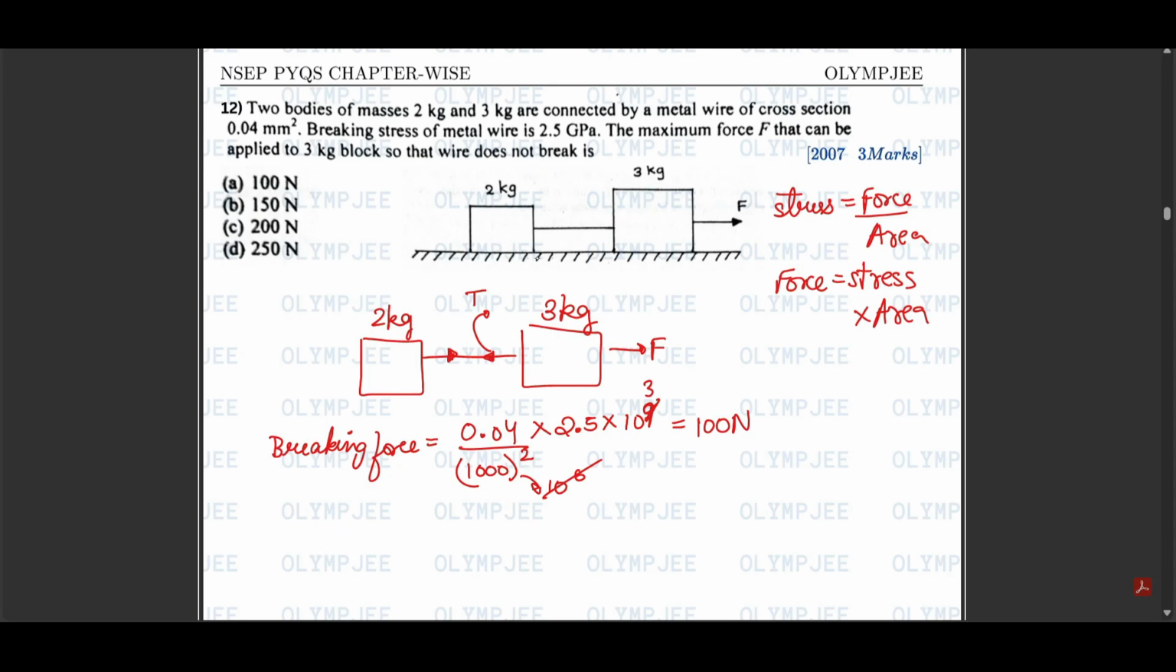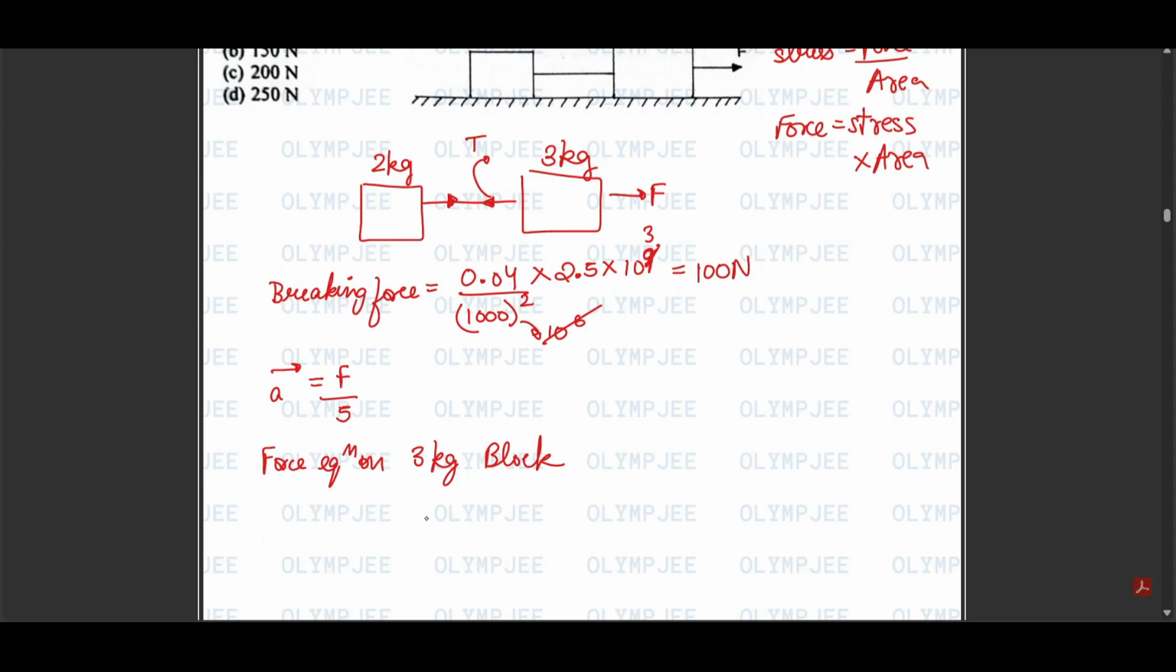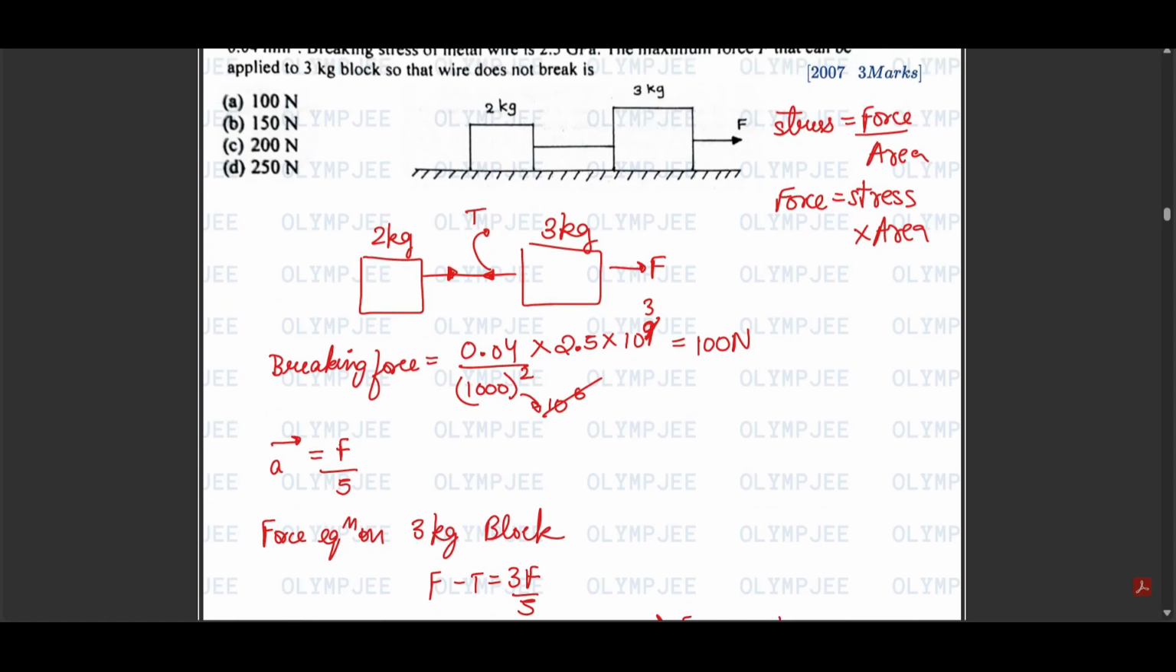So the acceleration can be given as F by 5, because the total mass of the system is 5 kg. So force by mass is F by 5. And if I write the force equation on the 3 kg block, F minus T is equal to 3F by 5, which will give us tension as 2F by 5. Right, so this has maximum value 100. So this gives us force as 250 Newton. So the answer is option D.